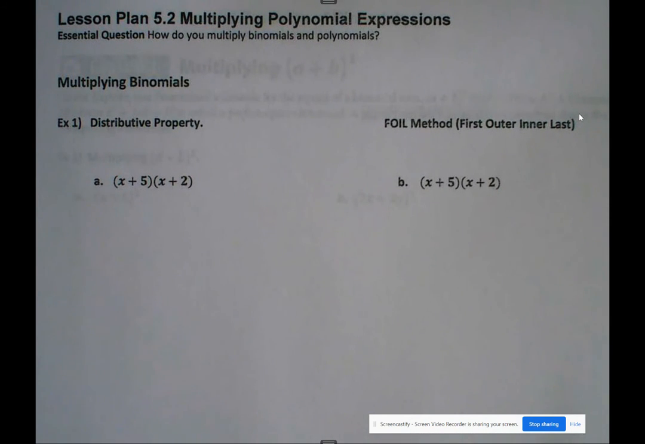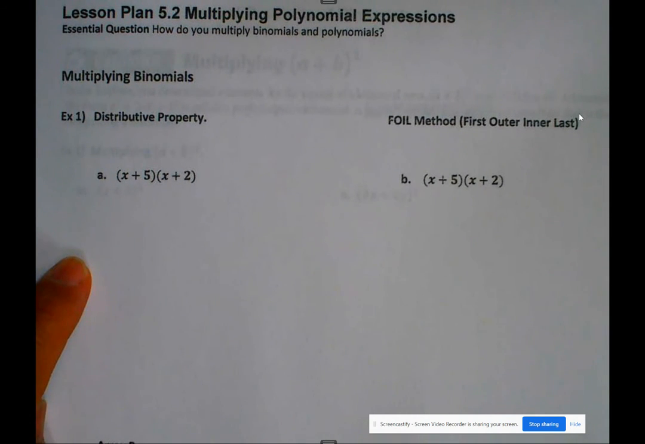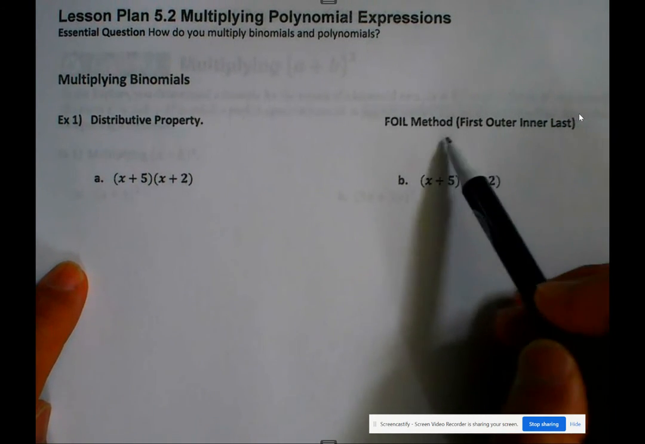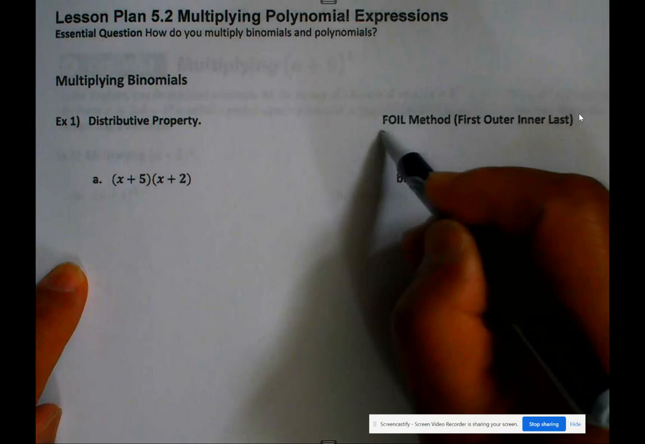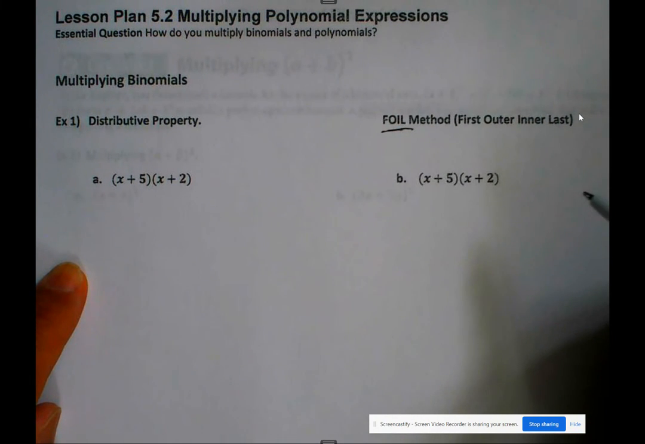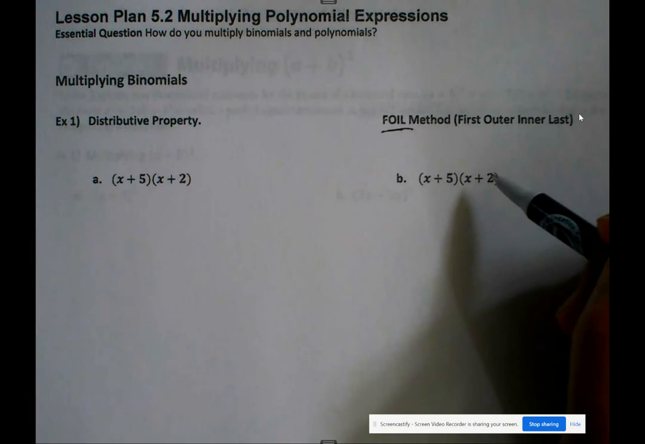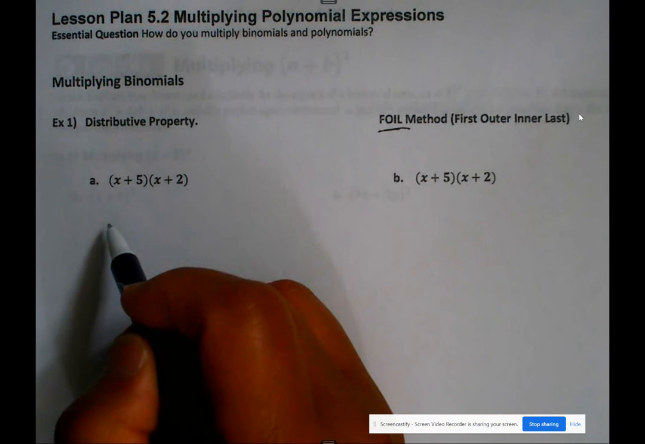All right, this time we're going to use distributive property with binomial times binomial. And we're going to use the arrow method, which is called the FOIL method. Okay, and I'll explain the FOIL method. It's basically the arrow method. Okay, and I'll explain that with the same problem. All right, so here we go. So again, just make sure you pay attention.